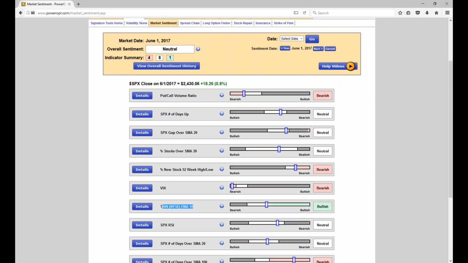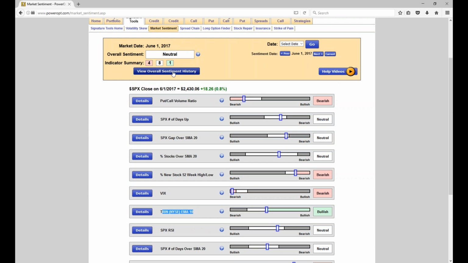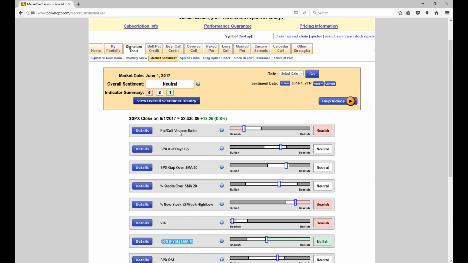But you can see each of these in that market sentiment tool, and you can also look at the sentiment history going back a little bit, to the last time a bearish sell was triggered. So this is just one of the tools that we use, and there's a video here on this tool that describes how I use it for my own trading.